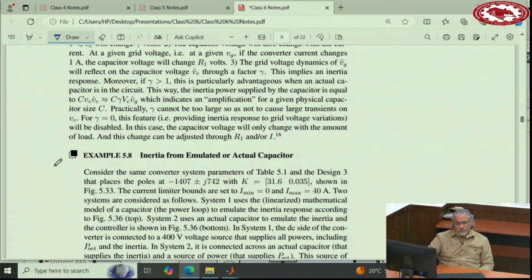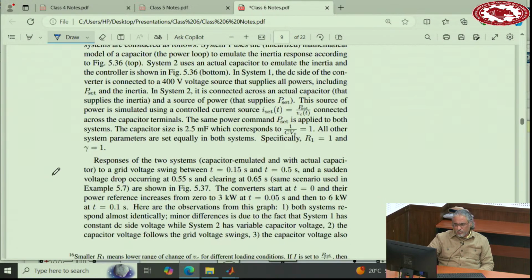But often we do not want, for all economic reasons, to put a capacitor there. It's costly, and if it's a large capacitor, it's an electrolytic capacitor, which has reliability issues. But if you decide to have an actual capacitor there and then extract inertia from the capacitor, no problem, you can do that.